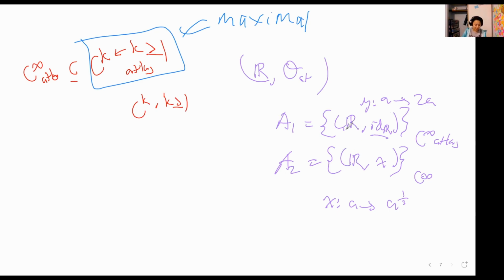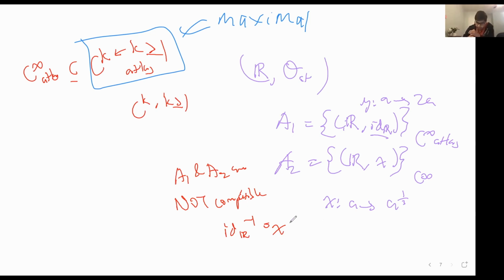Okay, wait, actually, these two atlases, A1 and A2, are not compatible. Because if we take the union of these two atlases and make a big atlas, this would not be C0 compatible, or C infinity compatible, or even C1 compatible, because of the transition map from this chart to that chart. Let's say that would be X inverse after identity, or actually the other transition, the identity inverse after X. Well, the identity inverse is just the identity.